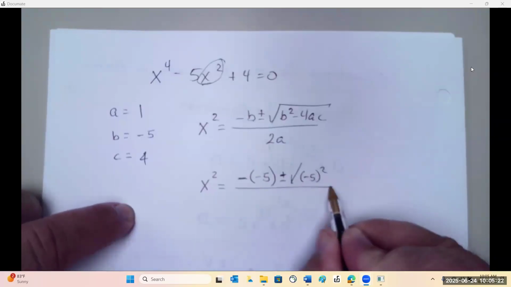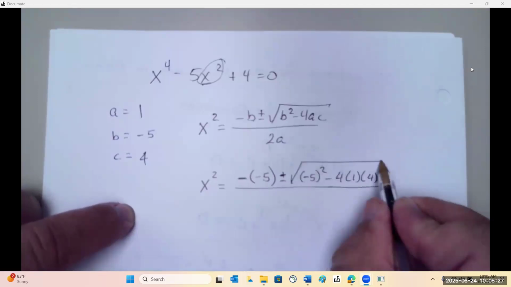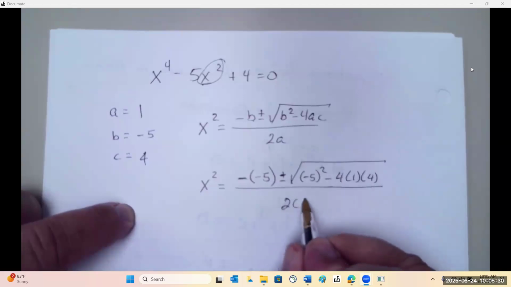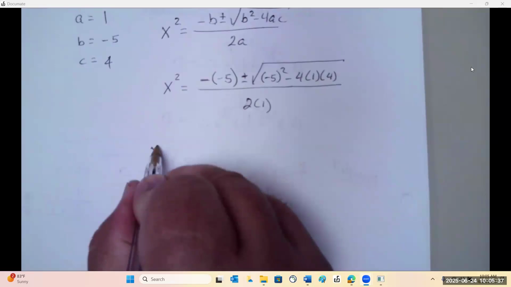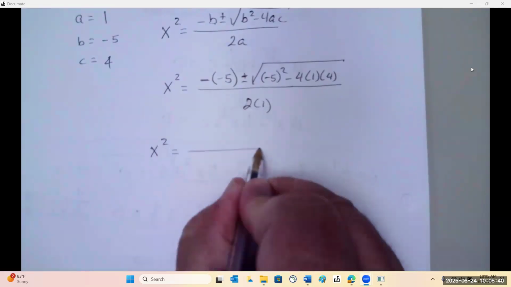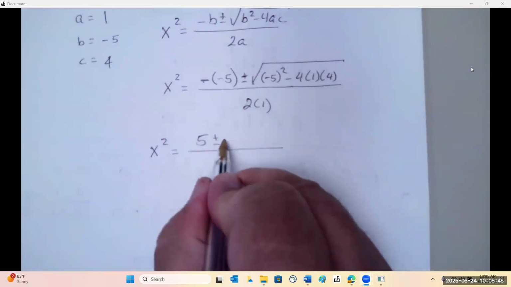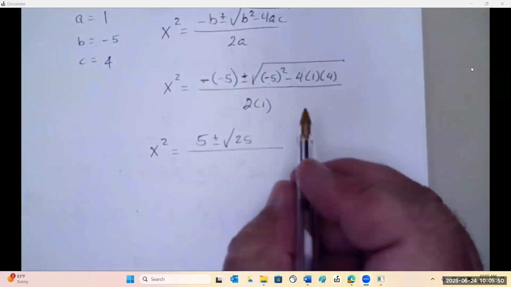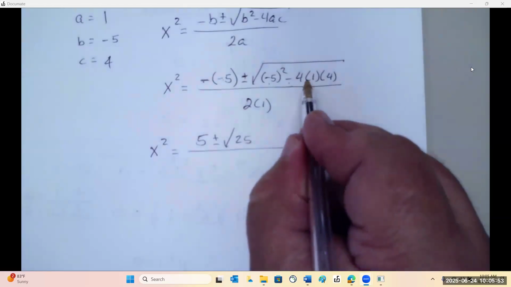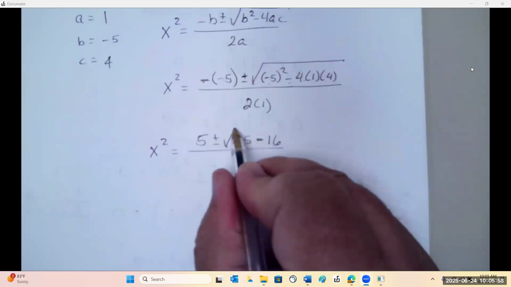-5 squared minus 4 times 1 times 4 over 2 times 1. Plug and play. So a negative makes it a +5. -5 squared is 25. The negative times positive is a negative. 4 times 1 times 4 is 16.